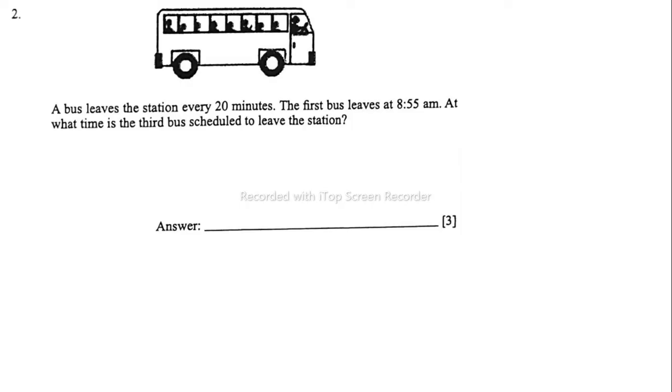It says a bus leaves the station every 20 minutes. The first bus leaves at 8:55 a.m. At what time is the third bus scheduled to leave the station? So every 20 minutes a bus leaves the station. The first bus left at 8:55. At what time will the third bus leave the station?